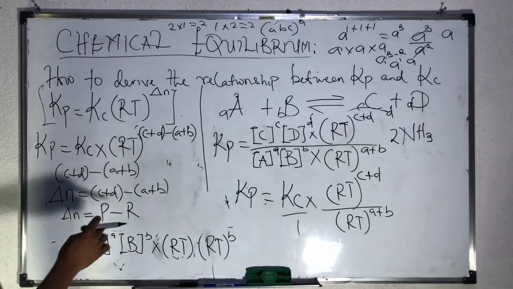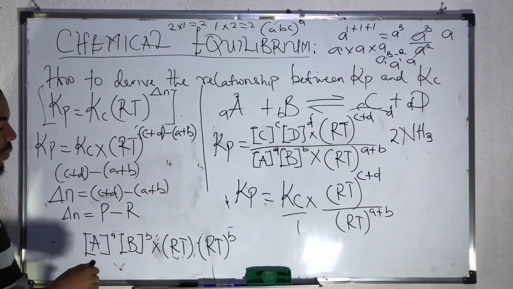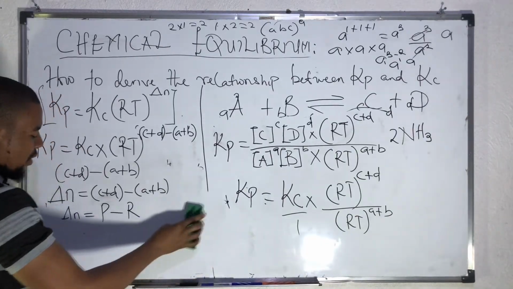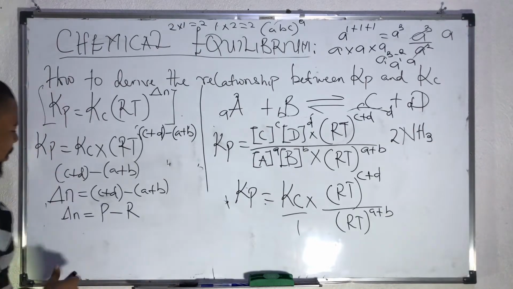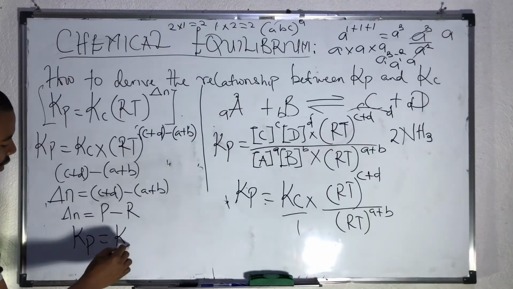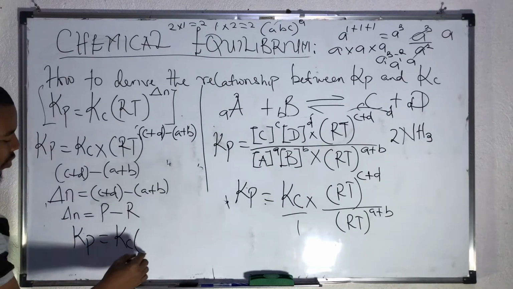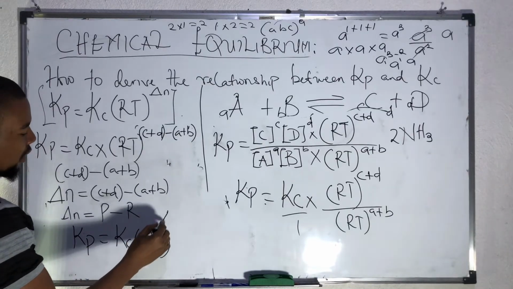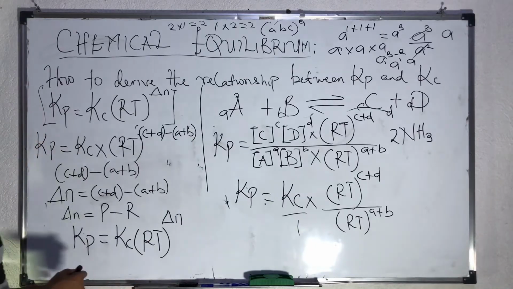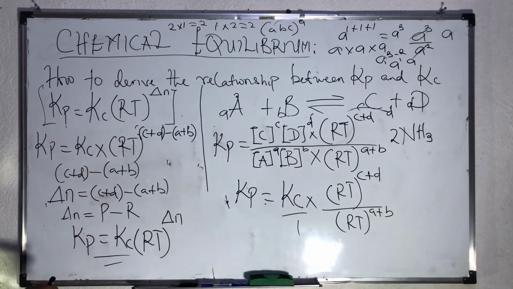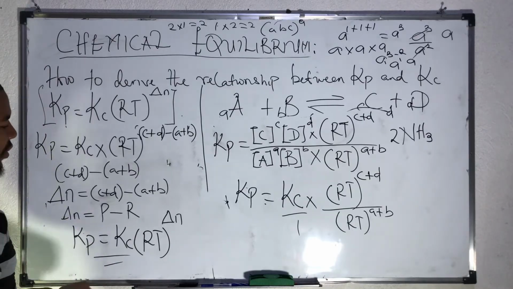Now, what we're going to do is replace the C plus D minus A plus B with change in moles, or delta N. If we do this replacement, what do we get? We have Kp is equal to Kc, in brackets RT, raised to the power delta N. Hence, this is the formula, the relationship just as we wrote initially between Kp and Kc. This is how to derive this very relationship.